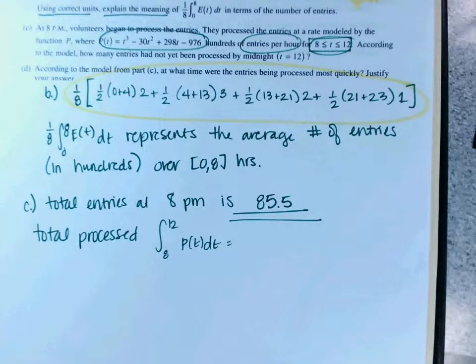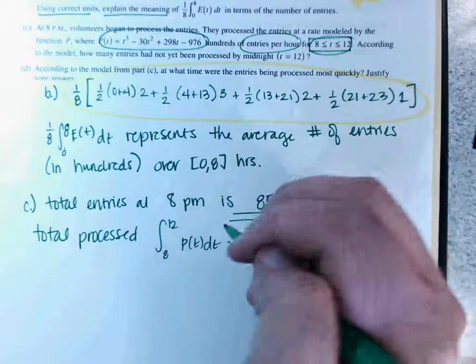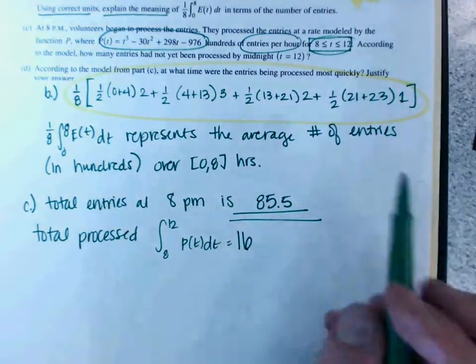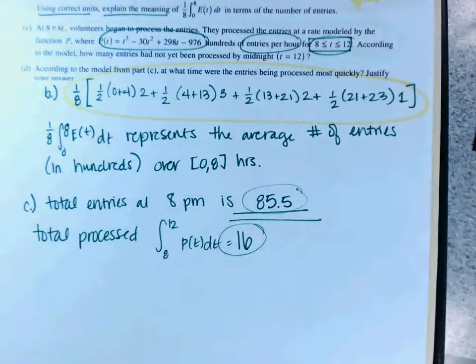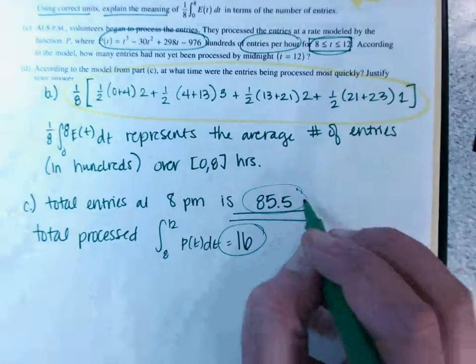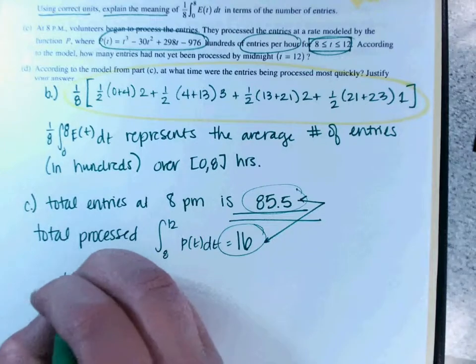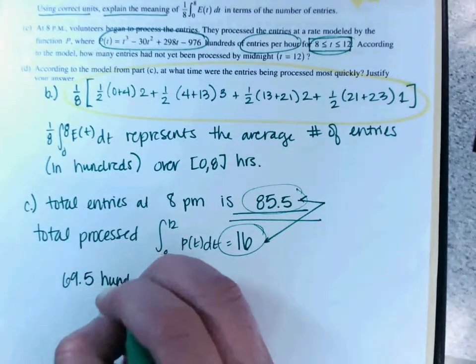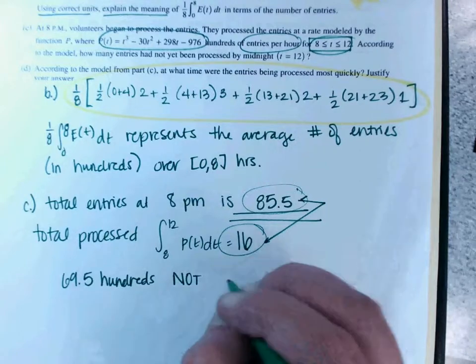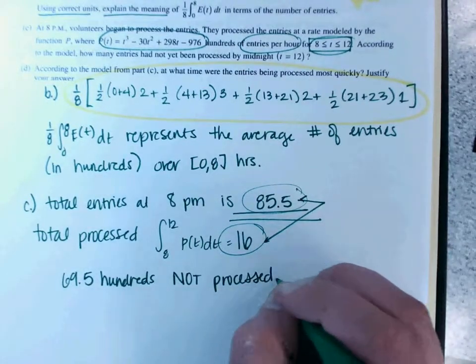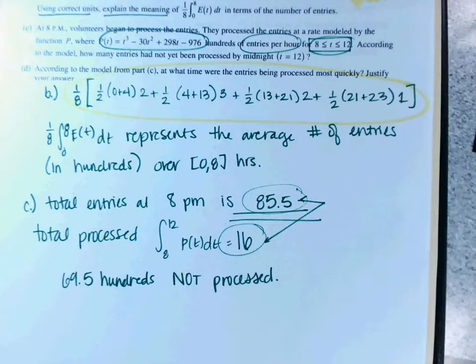How many entries had they processed? 16? Okay, good. So then think about if this is how many they got, this is how many they processed, then how many have they not yet processed? We would have to do what as our last step? Subtract these guys. Very good. So then for that last step, I'd do 85.5 minus 16. That means that there were 69.5 hundreds of entries not processed yet.